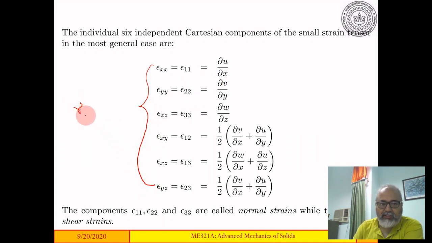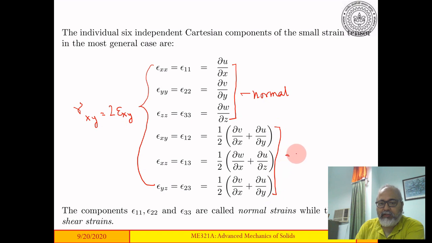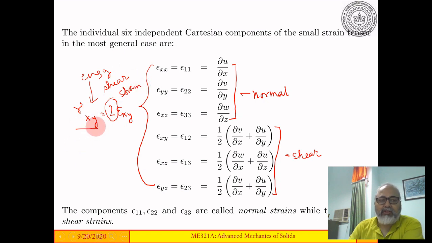Sometimes we use things like gamma xy, which we define as 2 epsilon xy. So we use this for the shear strains. These are the normal strains, and these are the shear strains. And when we use this 2 here, we call it the engineering shear strain. The engineering shear strain does not form a tensor.